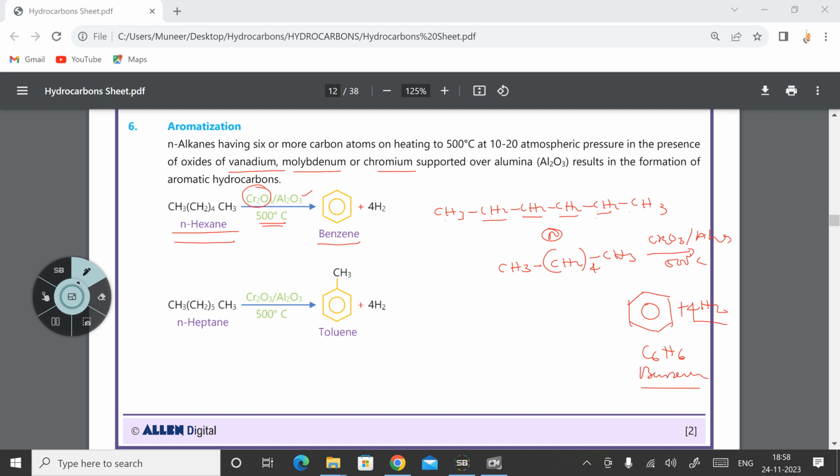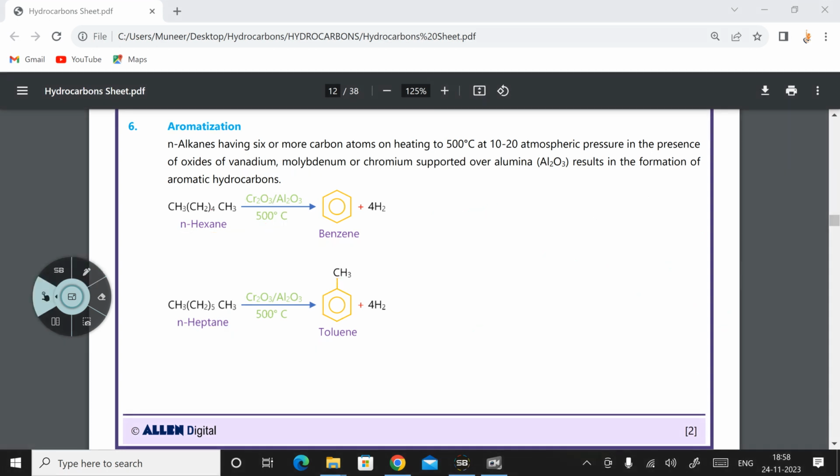Now n-hexane on aromatization forms benzene. N-heptane forms toluene. There is one more carbon; hept means how many carbons? 7 carbons. This ring contains only 6 carbons, and another carbon is here. This is called toluene or methyl benzene. This is n-heptane, normal heptane, long chain heptane, 7 carbons. CH3 at the end, and in the middle 5 CH2 groups. So n-heptane is like that.